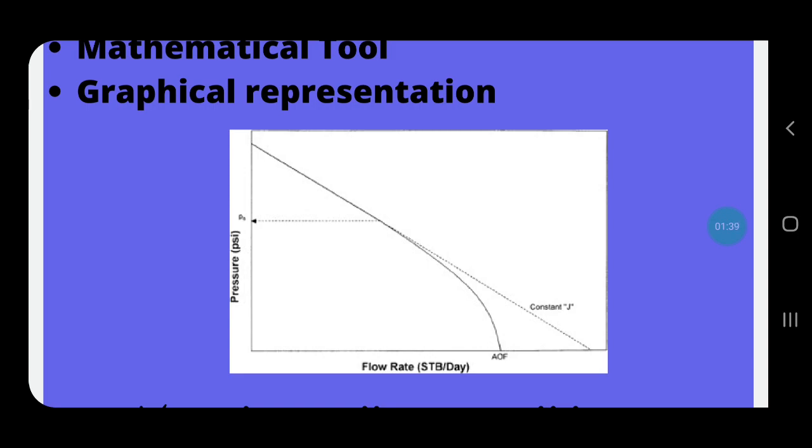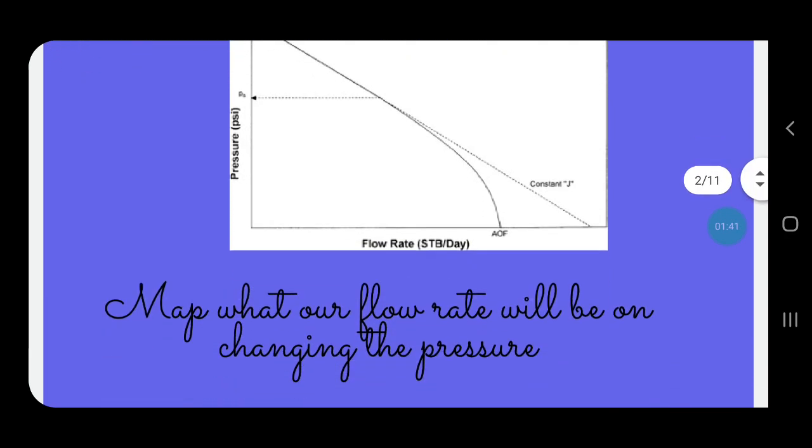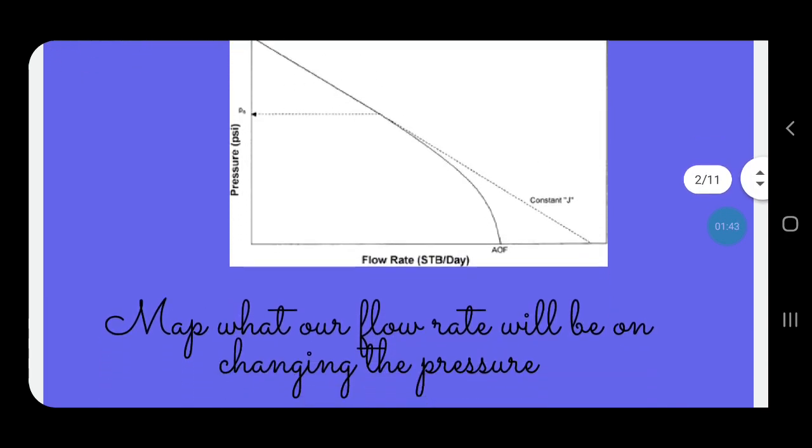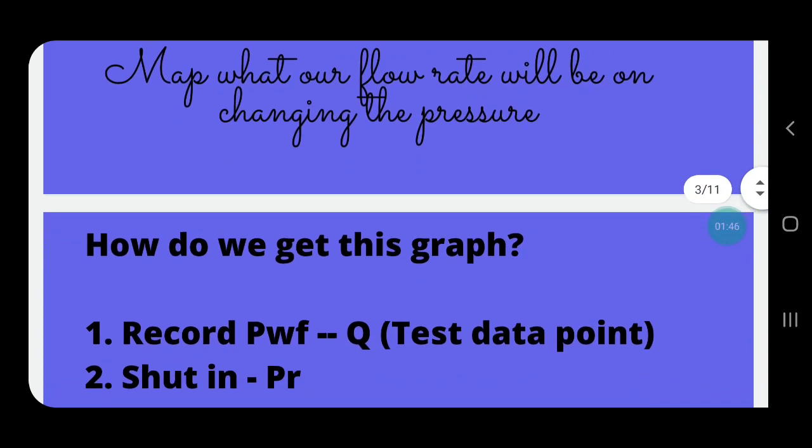So the first thing which comes to our mind is, how do we obtain this curve? How do we get this graph first of all? There are a few steps which you need to follow. First thing you need to do is shut in the well, and when you shut in the well, your flow rate will be equal to 0. Since your flow rate is equal to 0, your drawdown will be equal to 0, and hence the pressure gauge value at the bottom hole will be equal to the reservoir pressure. So now we have our reservoir pressure value.